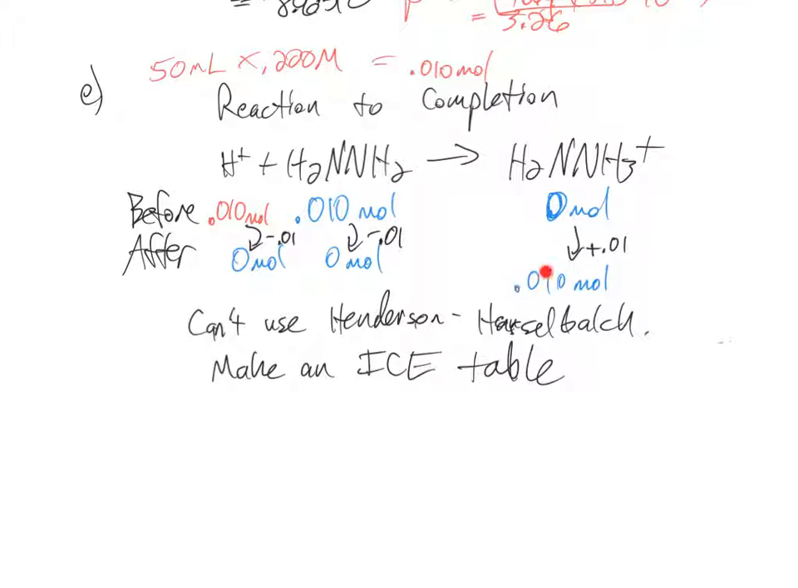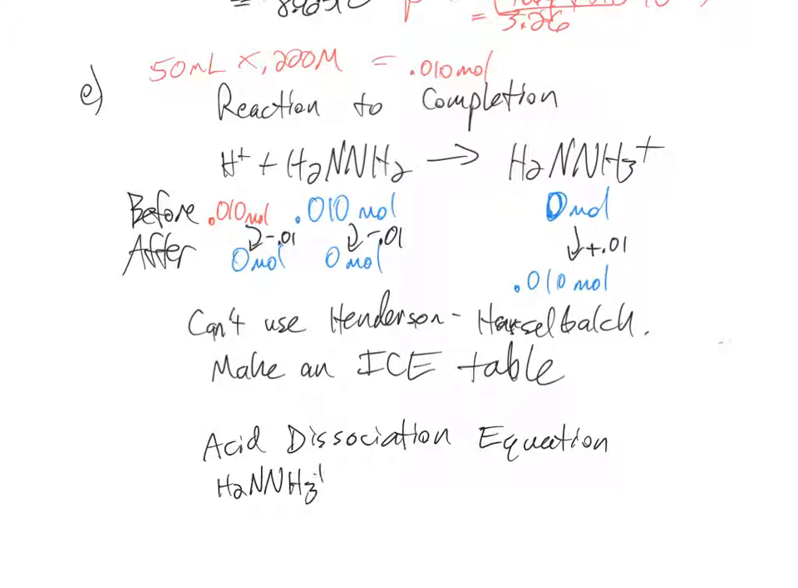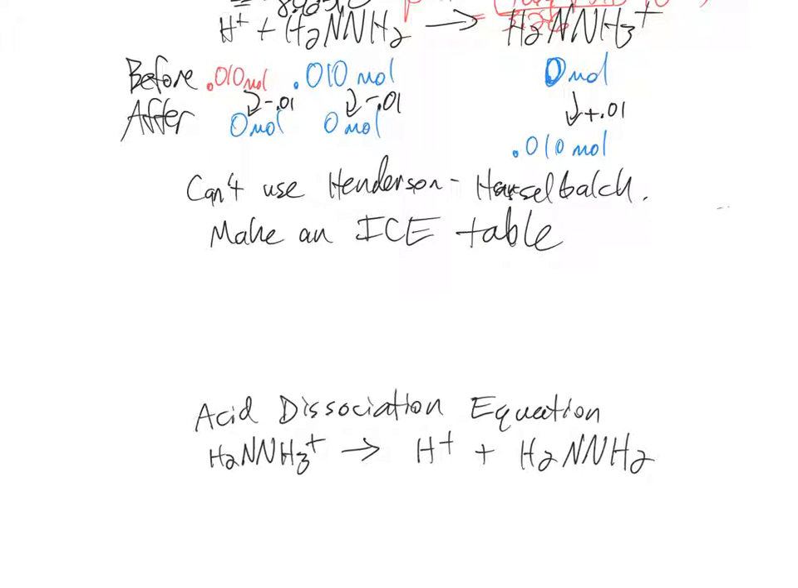In our ice table, we'll consider that we have 0.01 moles of the conjugate acid of a weak base, which means it's a weak acid. We'll write an acid dissociation equation. Acids, by definition, kick off a proton, and you'll produce some of the weak base, but not very much, as we'll see.